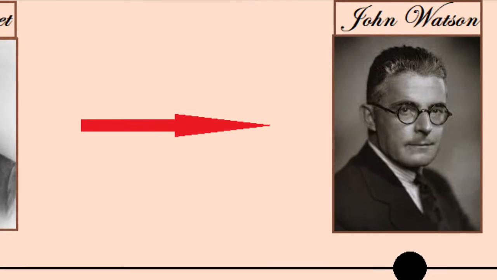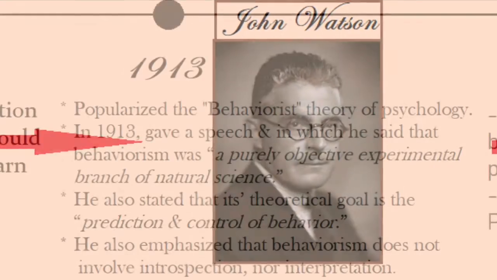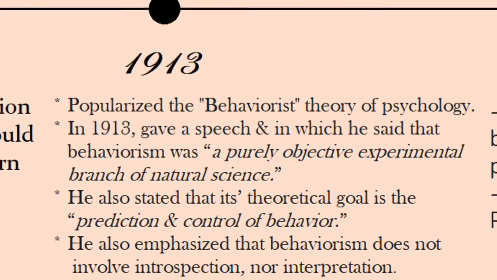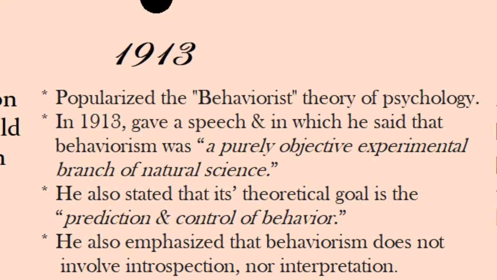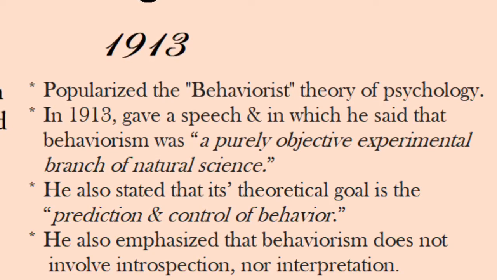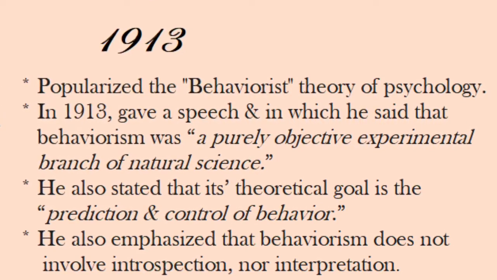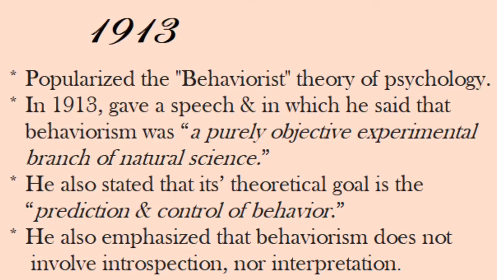John Watson popularized the behaviorist theory of psychology. In 1913, he gave a speech in which he said that behaviorism was a purely objective experimental branch of natural science, and stated that its theoretical goal is the prediction and control of behavior, and that it does not involve introspection nor interpretation.